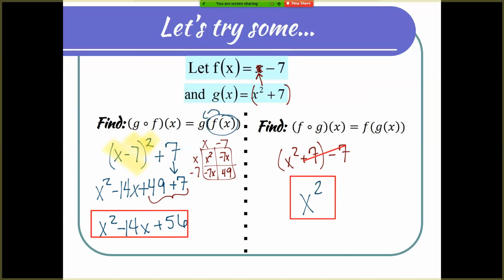And again, we found the composition both ways. They are equal to two completely different things. You can't say that the same answer applies to both. So you've got to find them both individually if that's what you're asking.